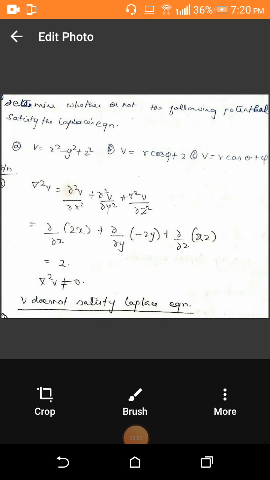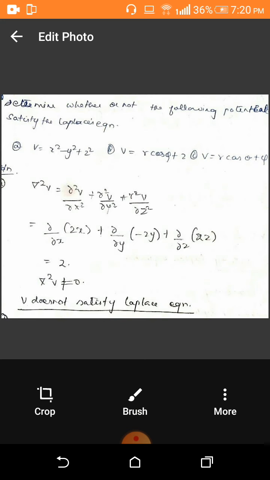In this video, we are going to see the problem related to Laplace equation. So first problem, determine whether or not the following potential satisfies the Laplace equation. What is your Laplace condition? Your Laplace condition is nothing but del square V will be equal to 0. So here the problem given is V is equal to x square minus y square plus z square.